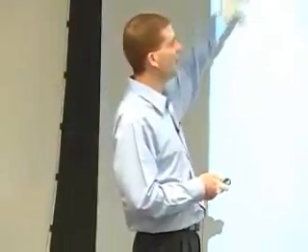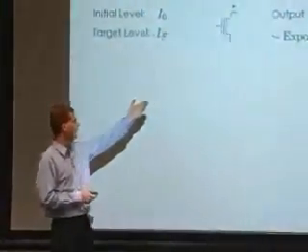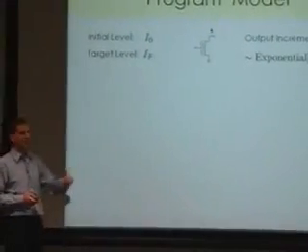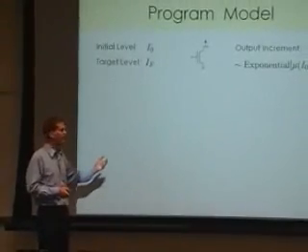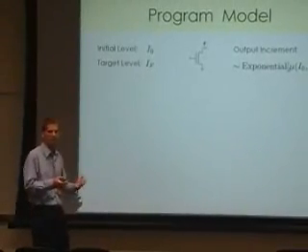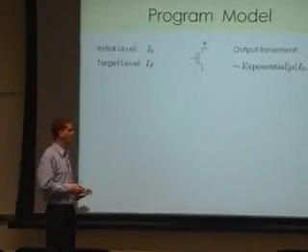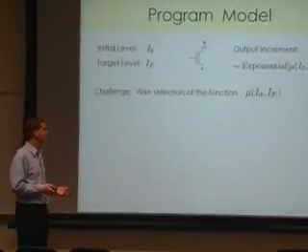So given an initial level I0 and final level IF, we model the output increment as an exponential process with a parameter that depends on I0 and IF. Basically, since programming is a probabilistic mechanism, we think of exponential as a good model for it. So now we have only one parameter to describe our programming algorithm. The problem is it's one too many.